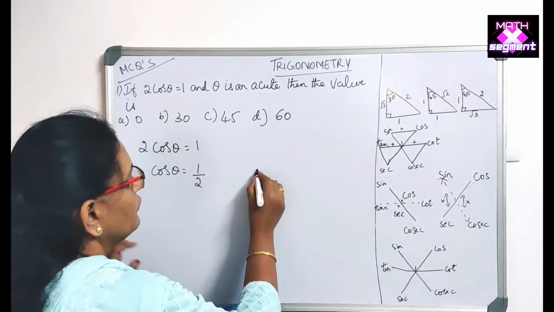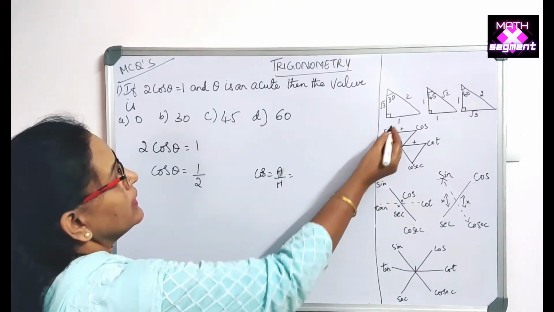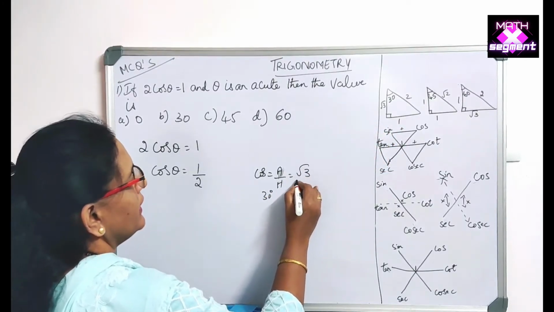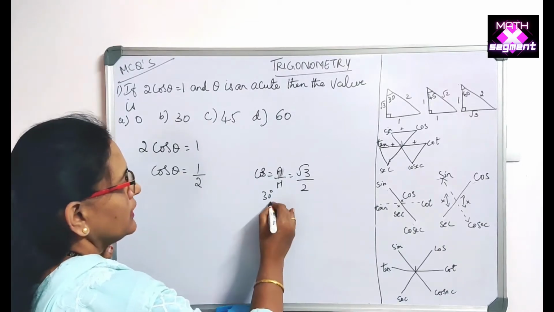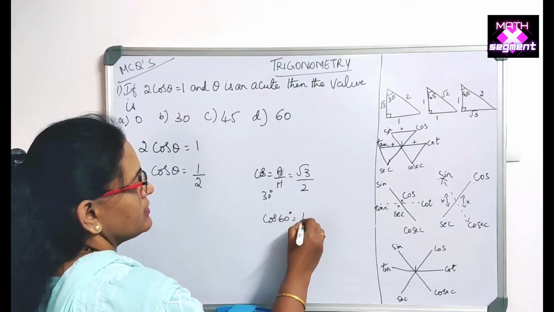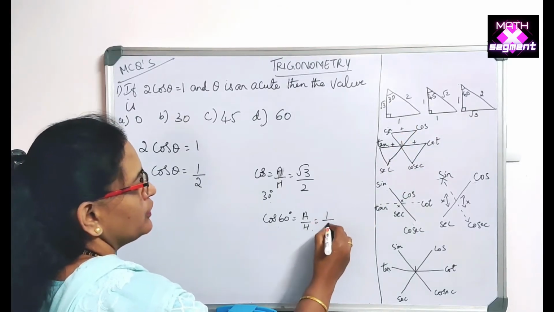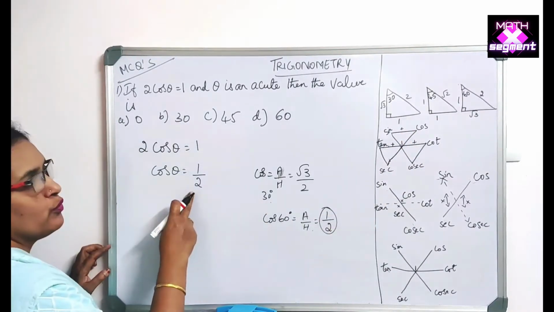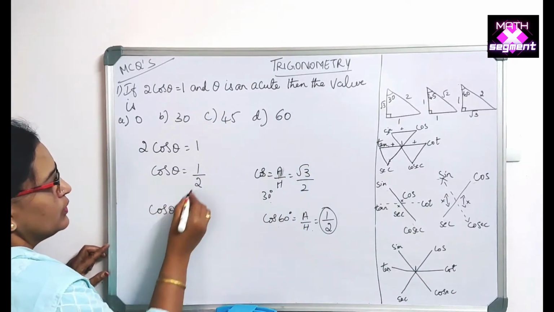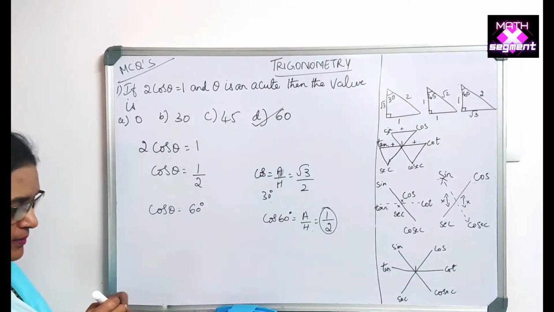So for that what we will do, we know cos is what? Adjacent by hypotenuse. So for 30 degree, what is the adjacent side? It is root 3. And what is the hypotenuse? It is 2. So 30 degree is not possible. Similarly, I will see for cos 60. Cos 60 is nothing but adjacent by hypotenuse. So here adjacent is 1 and hypotenuse is 2. So we have got 1 by 2 for which theta? It is for 60 degree. That means cos theta is equal to half is for 60 degree. So the option here is 60. I can take the answer.